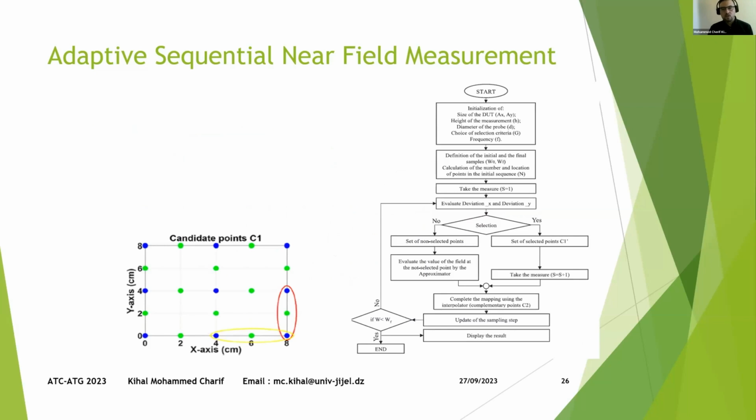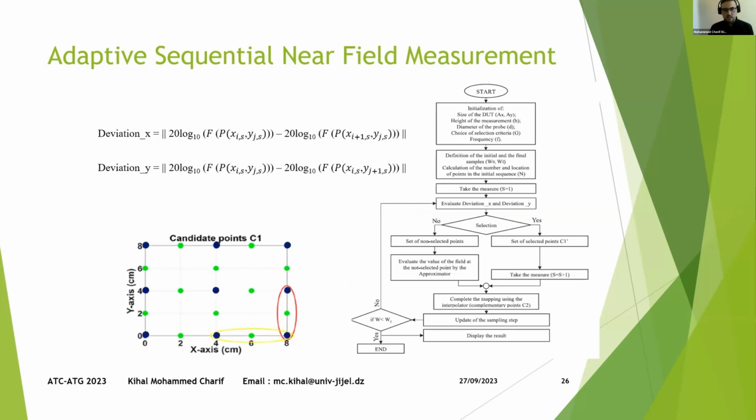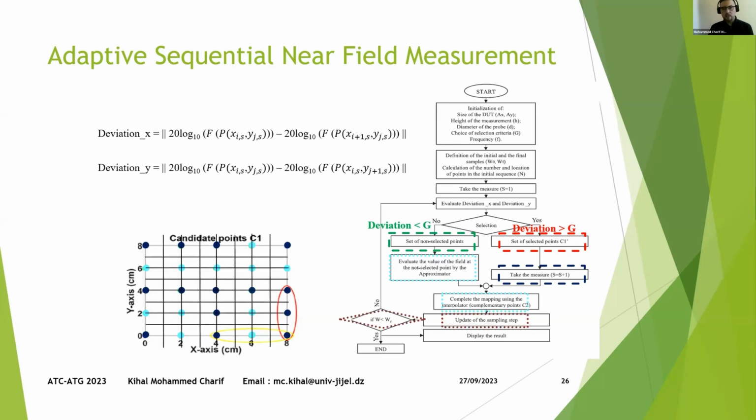After defining the position of the initial measurement, we calculate the terms deviation x and deviation y for the points circled in red and yellow. If these terms are greater than the selection criterion, we consider the points as interesting points, and we take the measurements. Otherwise, we calculate the field on these points instead of measuring it. To complete the uniform grid, we use the interpolator. The aim is to find a uniform grid composed of measured and calculated points. We update the sampling step and we carry out the test. If the step is greater than the minimum step, we return to the evaluation step. Otherwise, we stop the process and display the result.